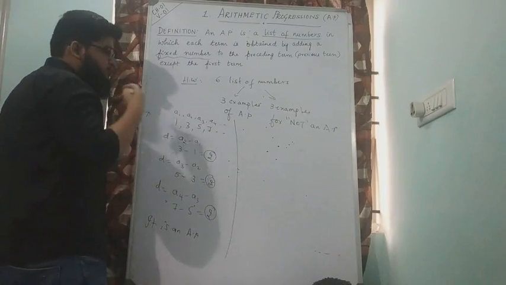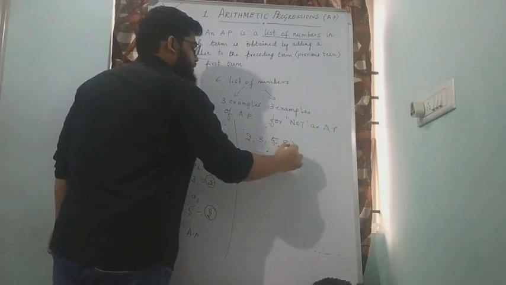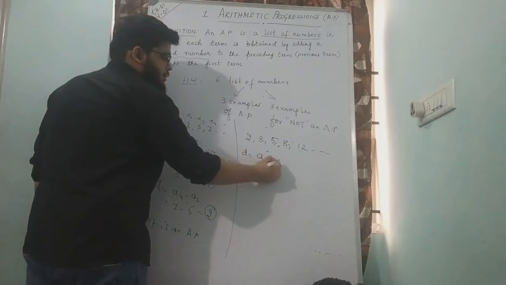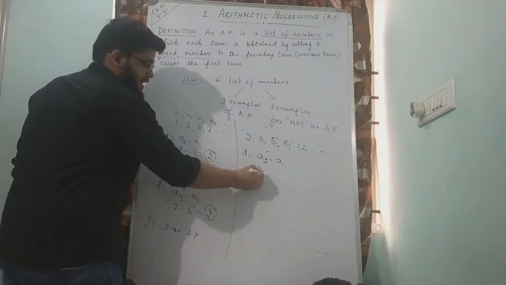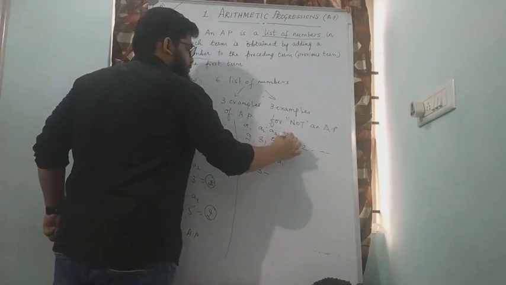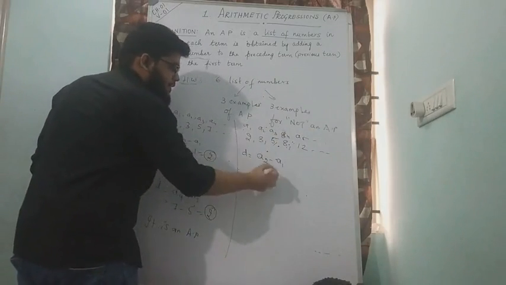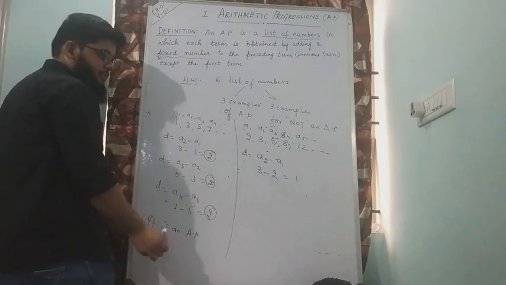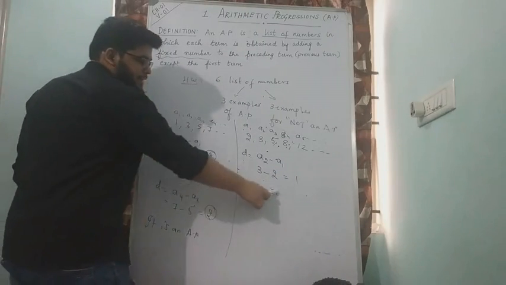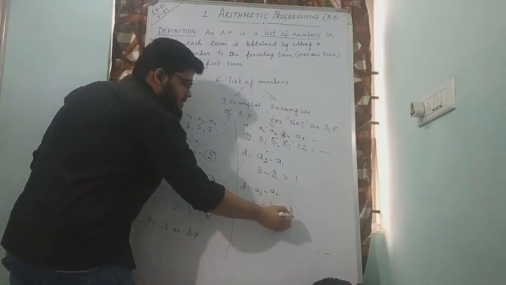I'll take one more example to show that it is not an AP. I'll take 2, 3, 5, 8 and 12. Let us find out the common difference. D is equal to A2 minus A1. These are A1, A2, A3, A4 and A5, and it goes on. The second term is 3 minus the first term, which is A1, 2. 3 minus 2 is 1. The first time, the common difference is 1. Next, D is equal to A3 minus A2, or third term minus second term. The third term is 5 minus the second term 3, and 5 minus 3 is 2.